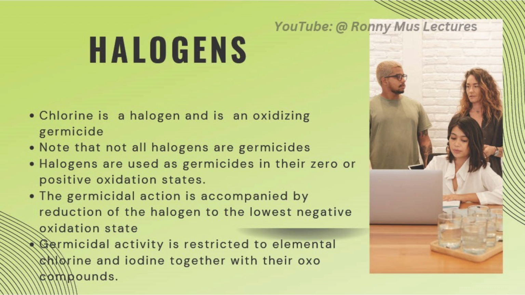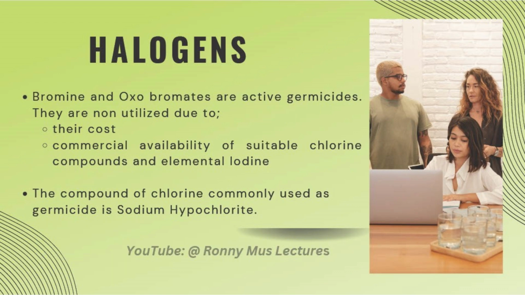And the germicidal activity is restricted to elemental chlorine and iodine together with their oxo compounds. That means that iodine has germicidal activity, while iodide ion has little or no germicidal activity. So bromine and oxobromates are active germicides. However, they are a bit expensive, and chlorine compounds and elemental iodine and the correlated compounds are readily available, and those are some of the reasons why they are mostly used. And the compound of chlorine that is commonly used is sodium hypochlorite.